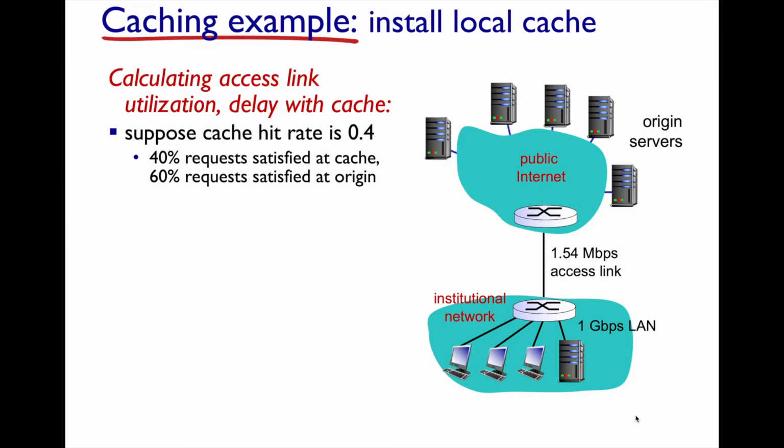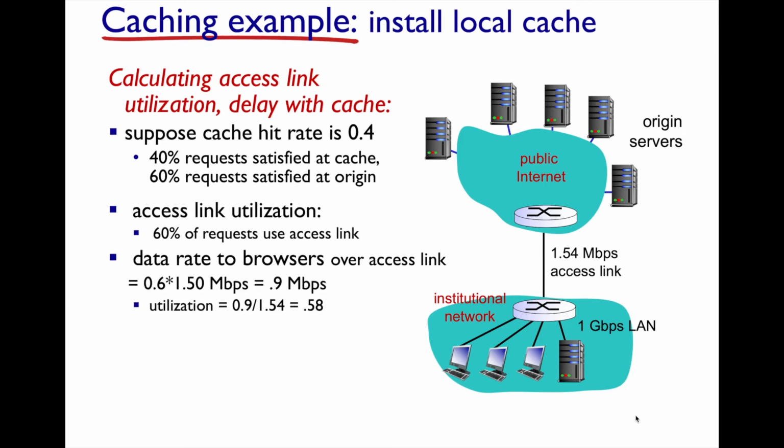So what does that mean? That means that 60% of the time, instead of going to the cache server, you're going to go across the internet. So 60% of the time, you're going to pay the full cost of trafficking data across this institutional access link to the origin servers and so forth. So that means that 60% of our requests are going to use the access link.